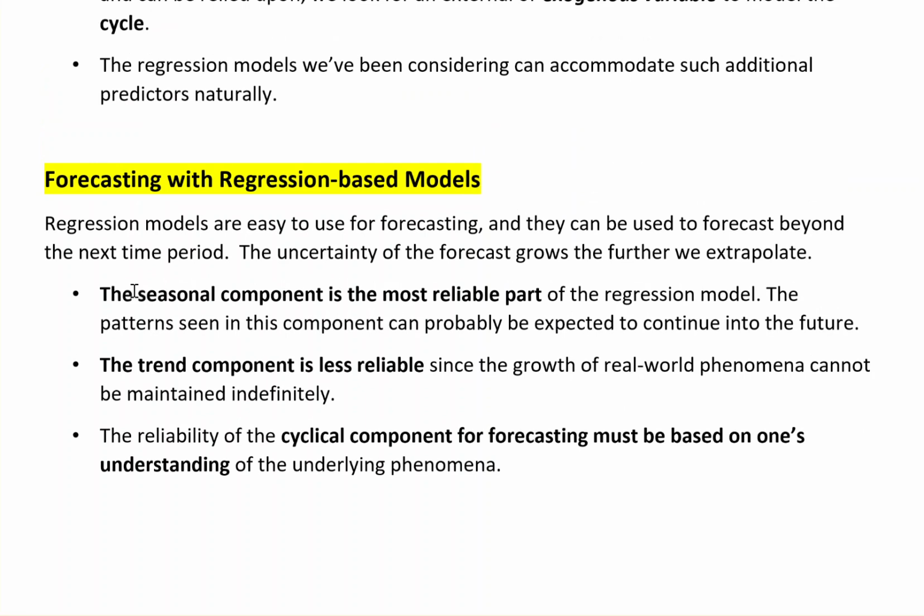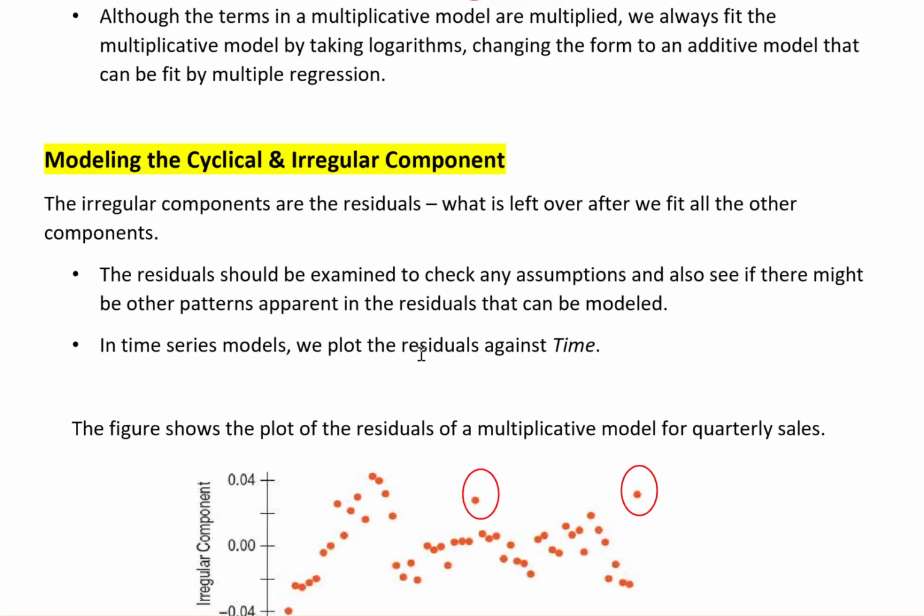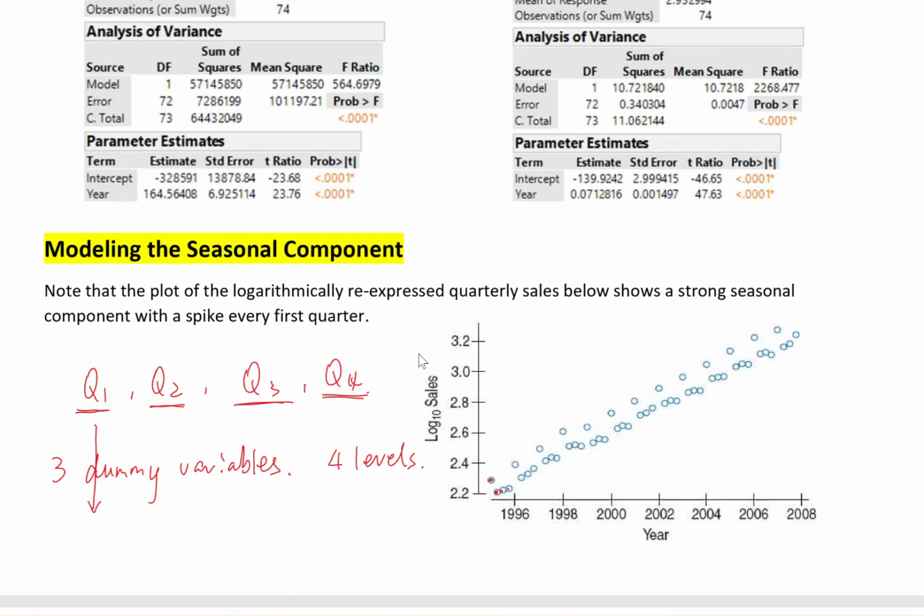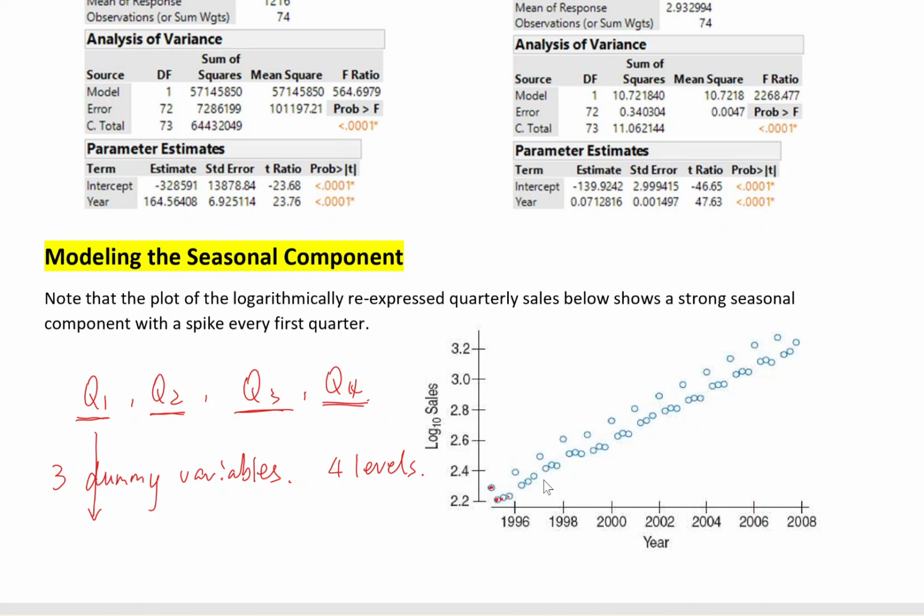We say the seasonal component is the most reliable part of the regression model, right? And the trend component is less reliable. Why is this? Remember the trend component is the overall trend, right? But for the overall trend, you cannot say it will 100% keep this trend for the next moment. Maybe for the next moment it will drop, right, for this case.